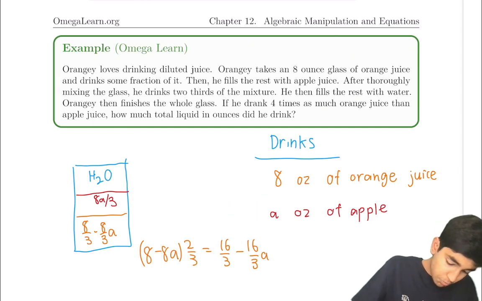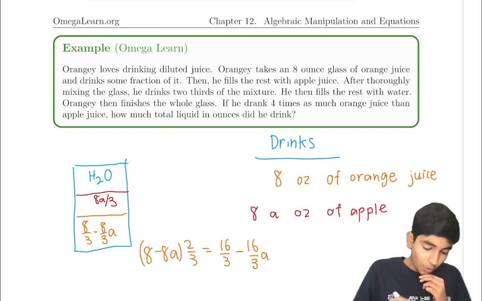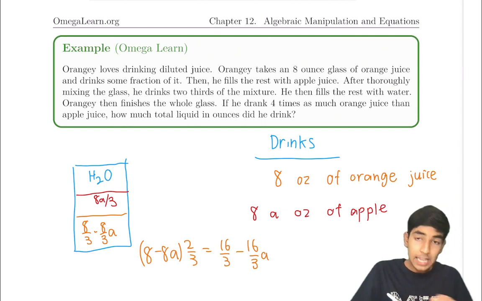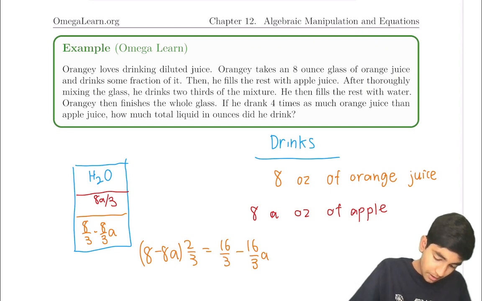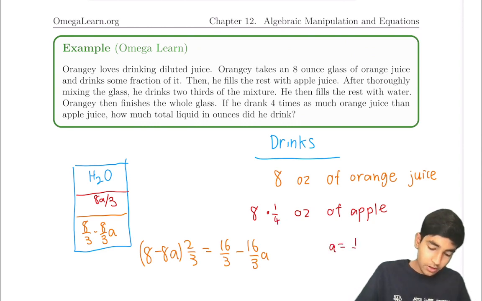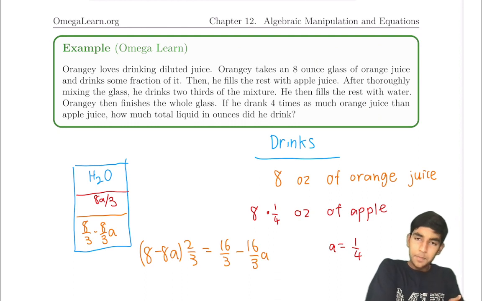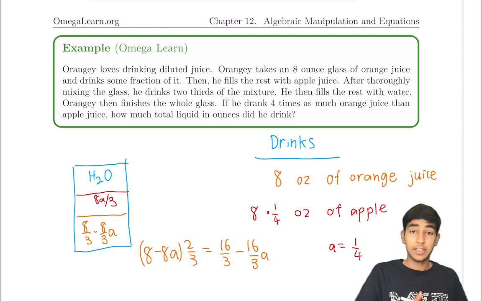Oh, but we're given in the problem that he drinks 4 times as much orange juice as apple juice. So 8 must be 4 times 8A. And that means A is a fourth, because then 8 is 4 times 8 times 1/4. So A is 1/4. Cool. But what is the question asking? How much total liquid did he drink?